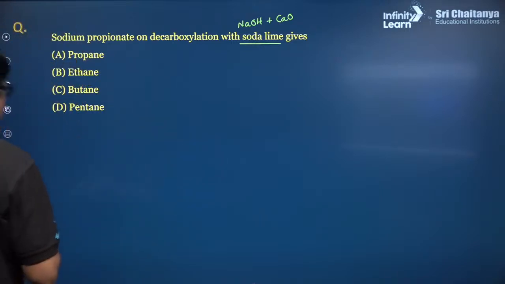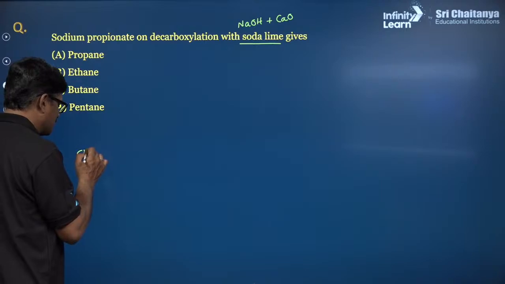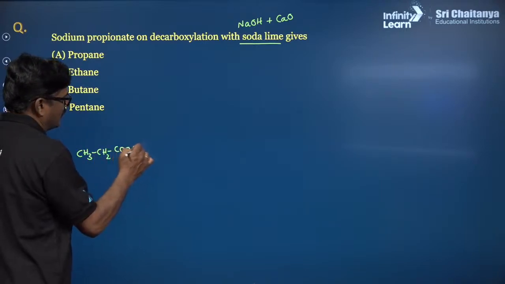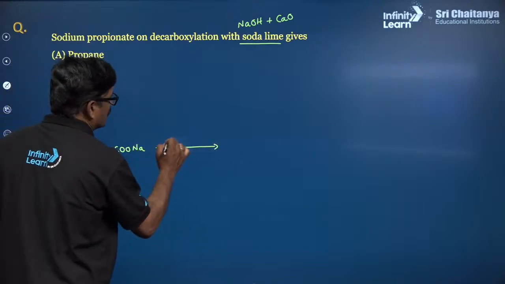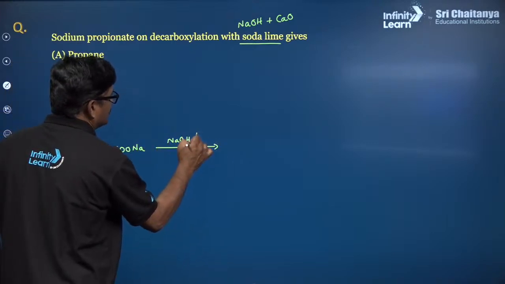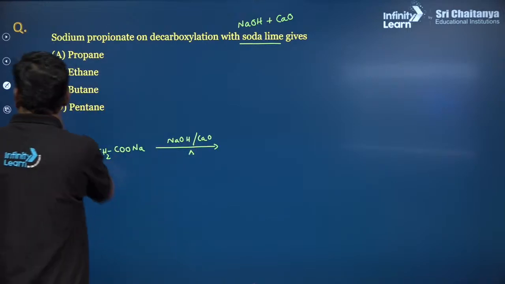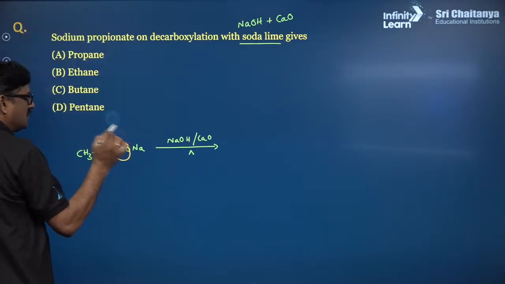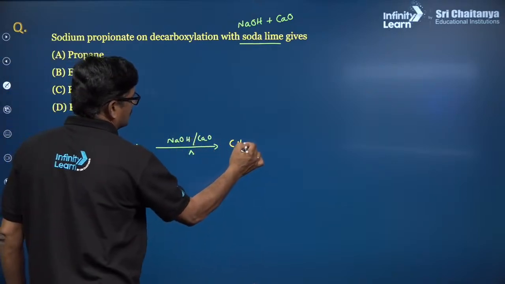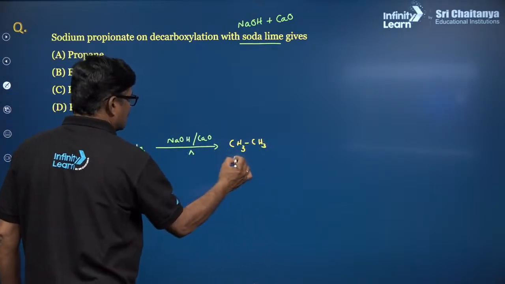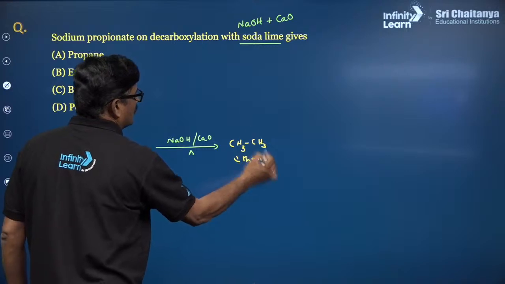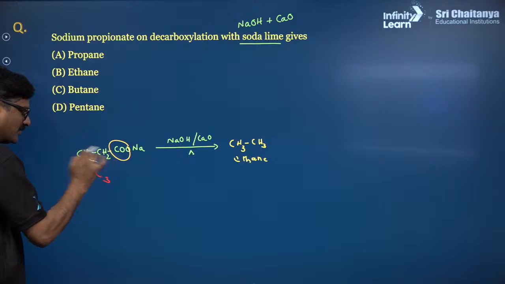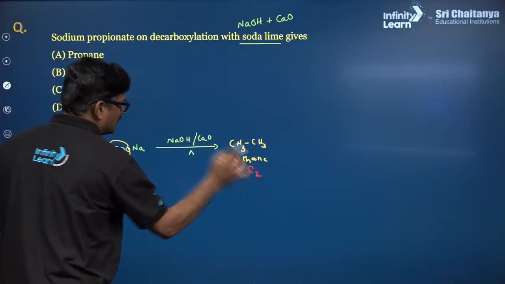Anyway, sodium propionate, CH3CH2COONa, when it is treated with sodium hydroxide and calcium oxide, you are going to see the loss of carbon dioxide as Na2CO3, and you are going to get CH3CH3, ethane. One important thing as far as this reaction is concerned: the reactant contains 3 carbons and the product has 2 carbons.